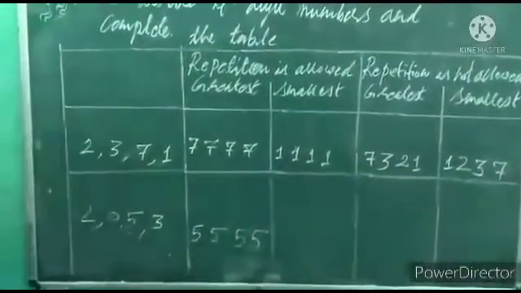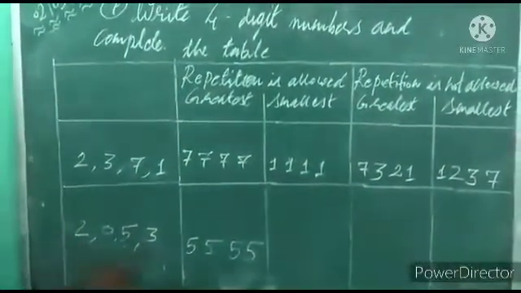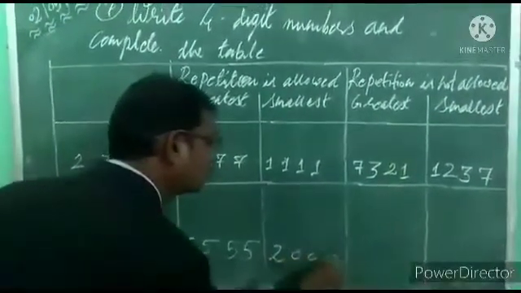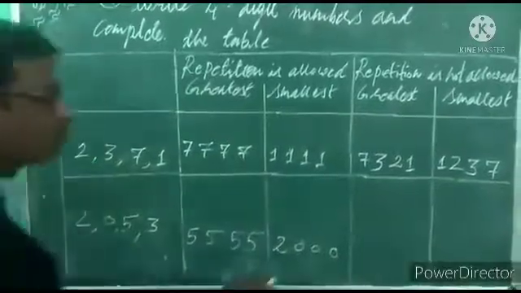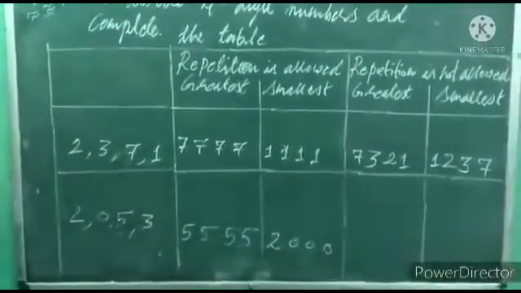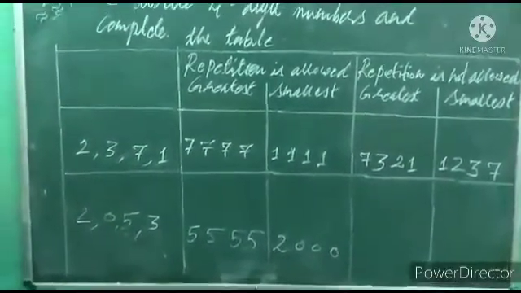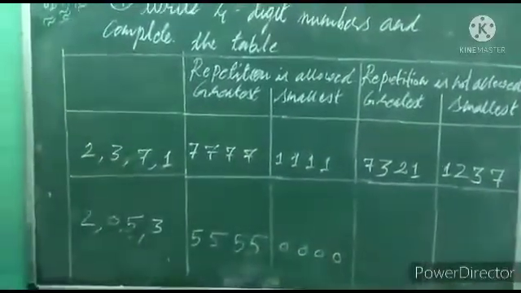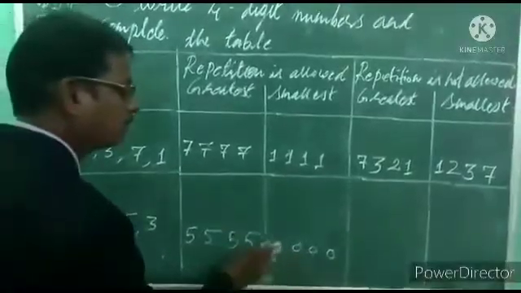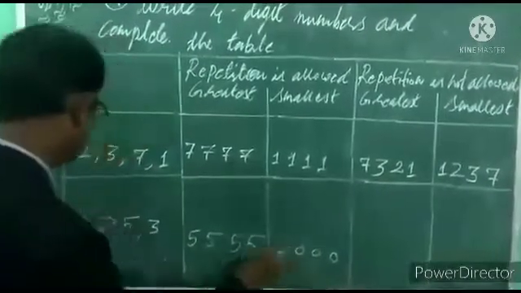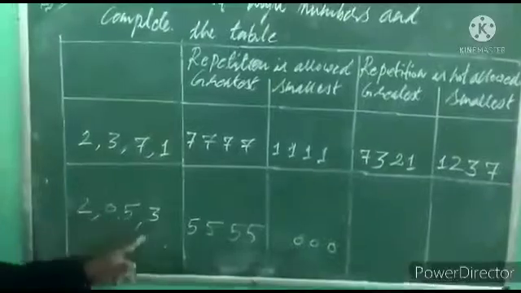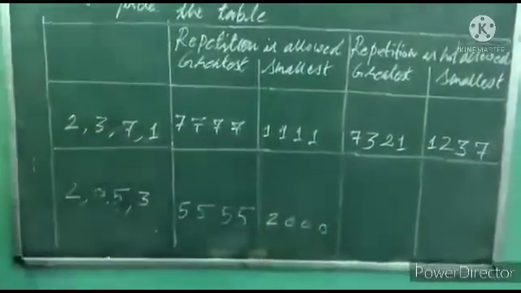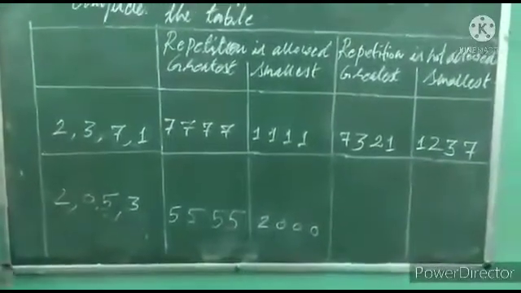So after 0, which number is present here? The smallest is 2. So write 2, and now you can write 0, 0, 0. This is 2000. So 2000 is the smallest 4-digit number. If you write 0 before 2, this is not a 4-digit number. 0 means nothing. So after 0, you have to look for which number is next, and that smallest number you have to write. Now this is 2000, we can read. So 2000 is the smallest 4-digit number.